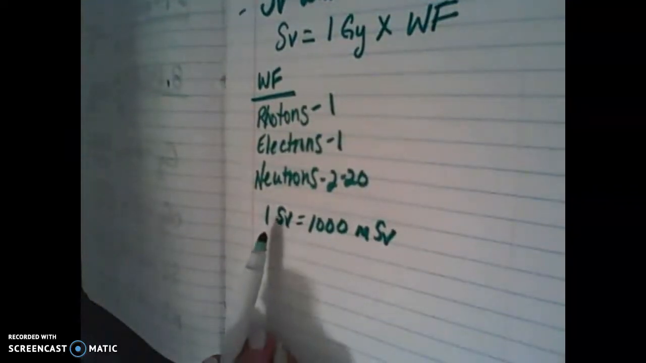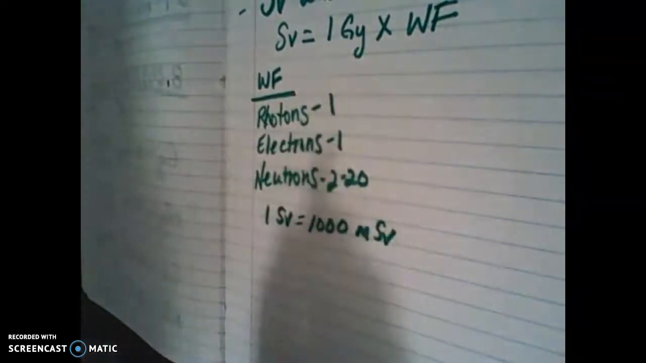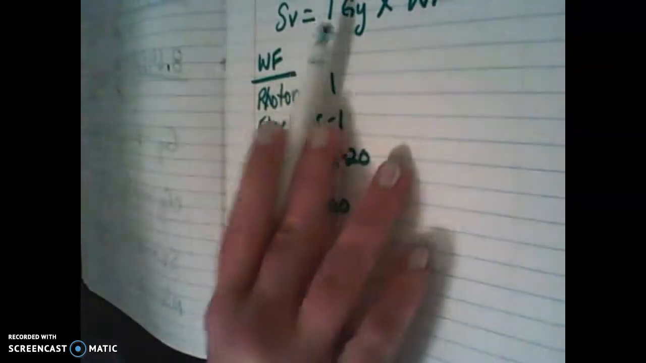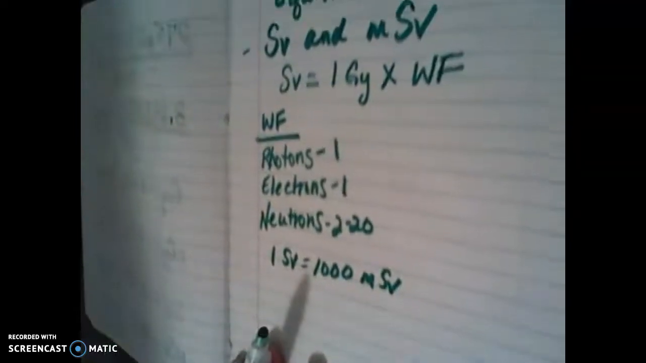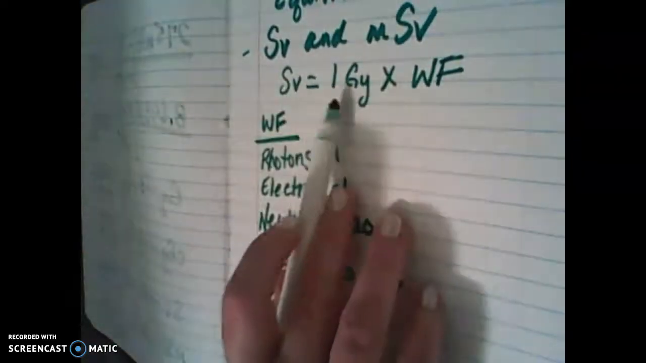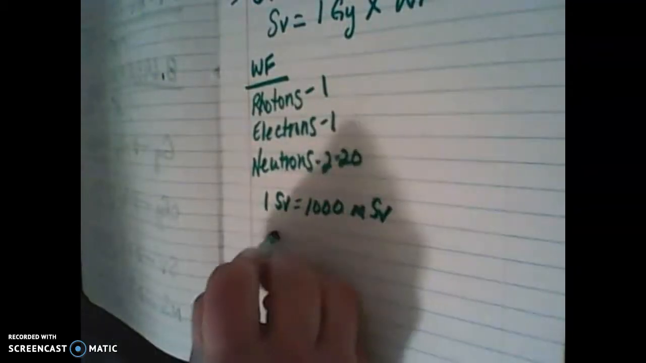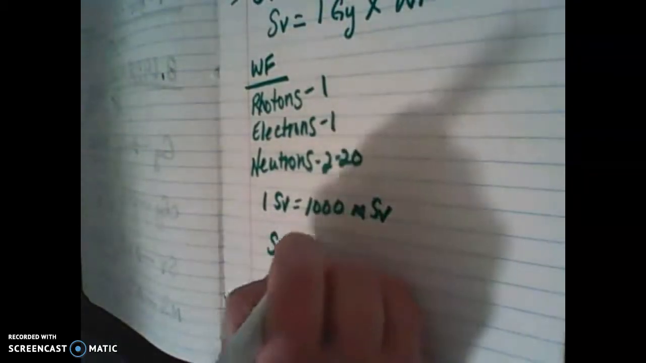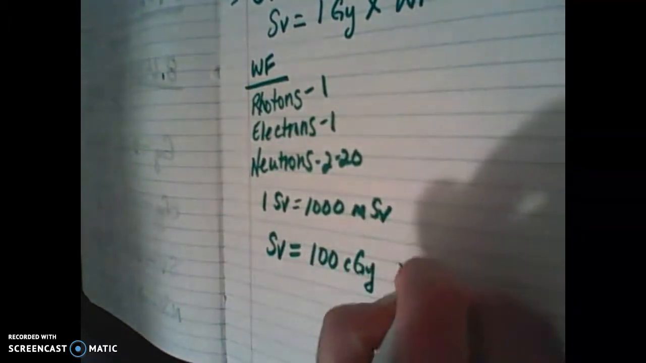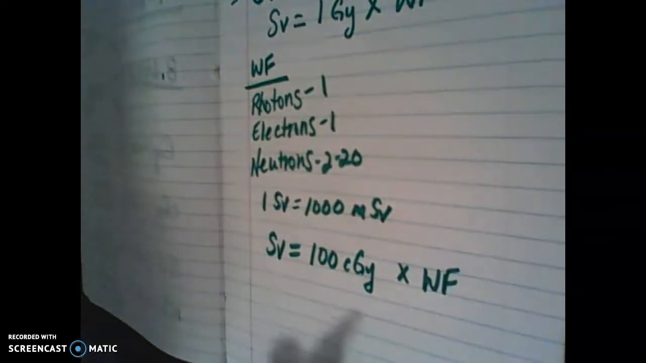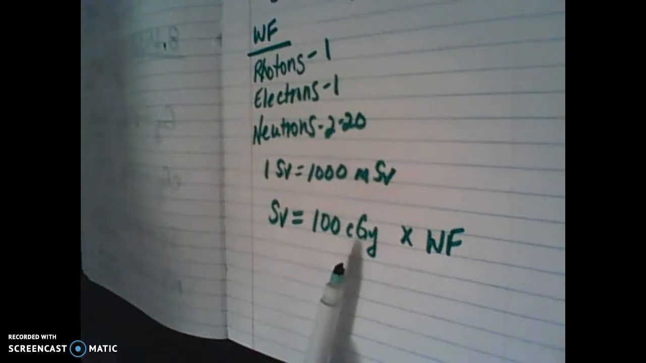So let's look back at what the sievert is made out of. Okay? So we know that there's 100 centigray in a gray. So we can say that the sievert is equal to 1 gray times the weighting factor. We can also say that the sievert is equal to 100 centigray times a weighting factor. Okay, we're still saying the same thing, but we've just changed our unit to the centigray.